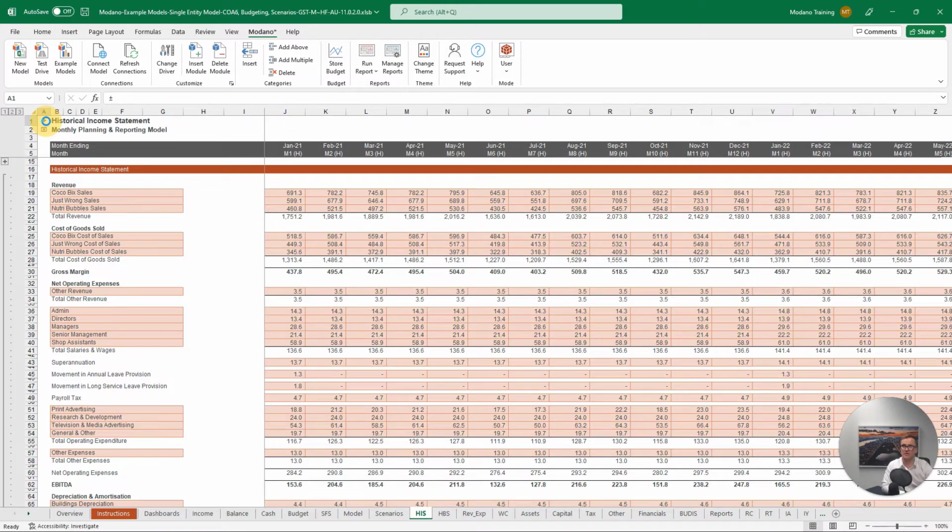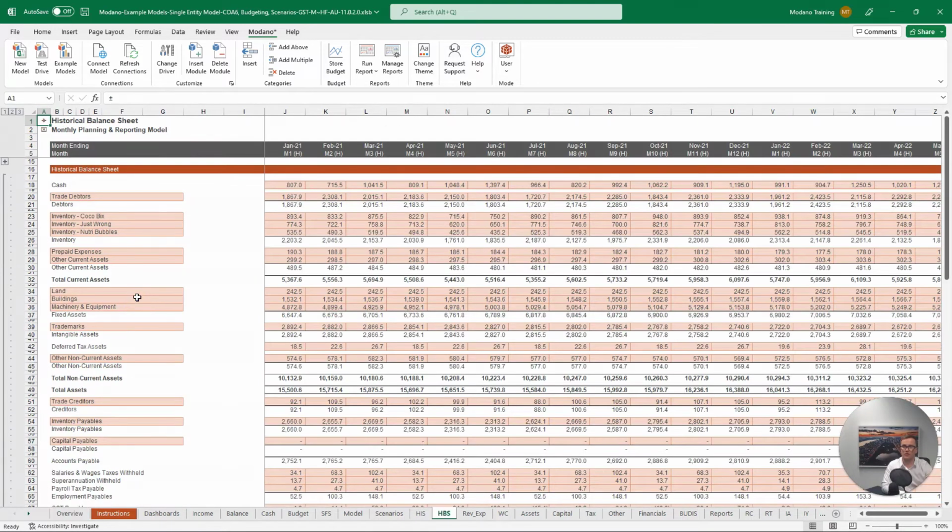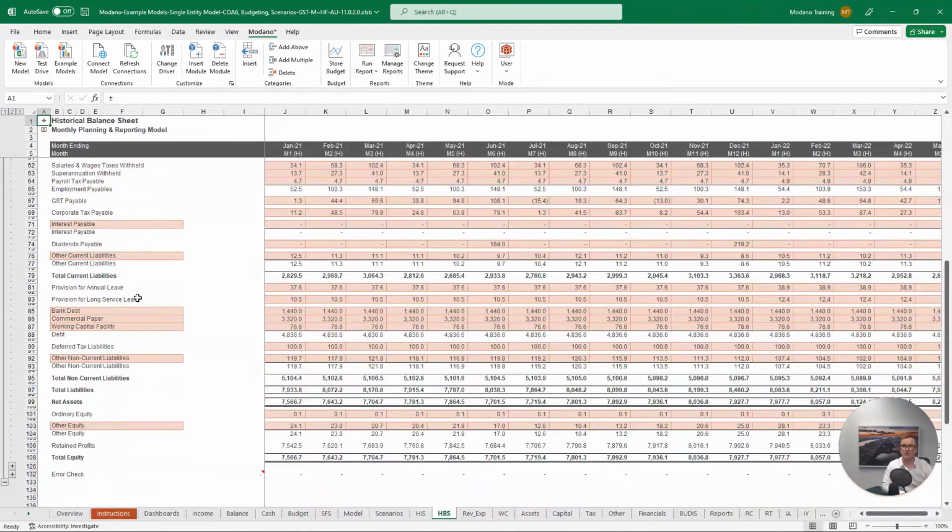sheet. If we head back to our table of contents and activate the historical balance sheet, you can see that we also bring in the provision balances for both annual leave and long service leave within your non-current liabilities. As you can see, we have the historical balances spanning across the right-hand side of the sheet here also.